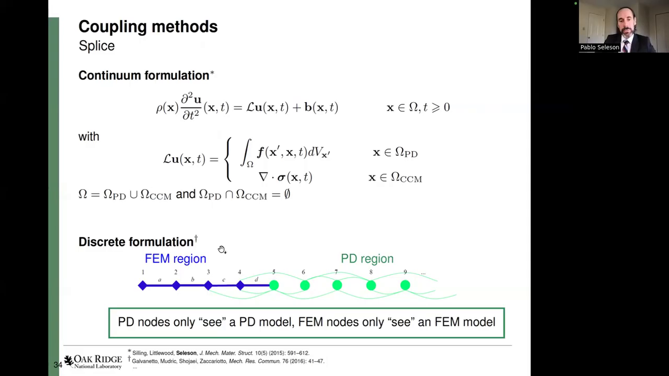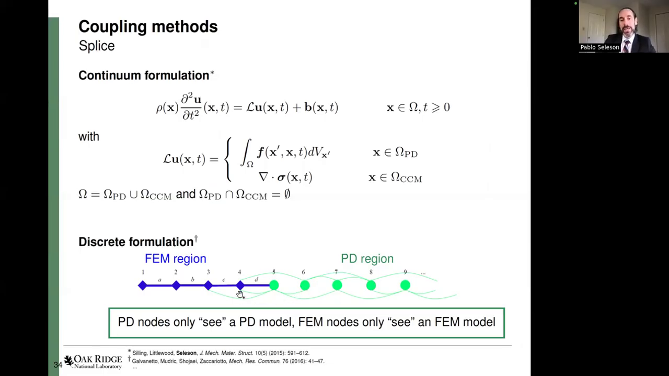Now, in the discrete formulation, we would have something like here in 1D, finite elements on the left, and peridynamics, let's say a mesh discretization, we have peridynamic nodes on the right. Every peridynamic node will only see a peridynamic model. So when I am a green node, I'm going to interact with nodes surrounding myself, either if they are finite element nodes or peridynamic nodes, through a peridynamic operator.